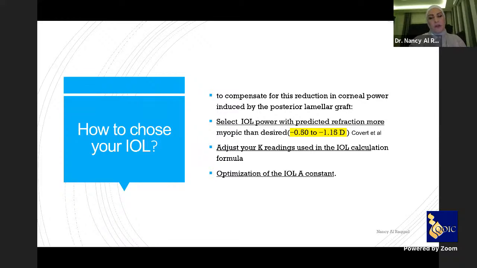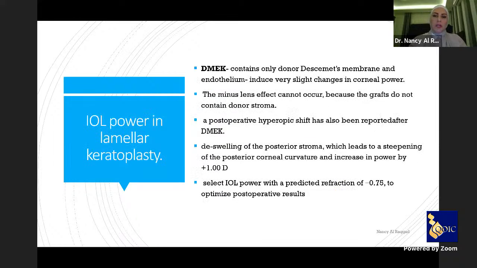Or you can adjust your K readings using the IOL calculation formula, or optimize the constant for the IOL. What about DMEK? Although we know that DMEK is around 14 to 20 microns, and it contains only donor Descemet membrane and endothelium, it does usually induce slight changes in the corneal power, around +1 diopter of hyperopia. This is attributed to the deswelling of the posterior stroma and steepening of the posterior corneal curvature, which compensates with a hyperopic effect. So usually you should aim at a -0.75 diopter lens.